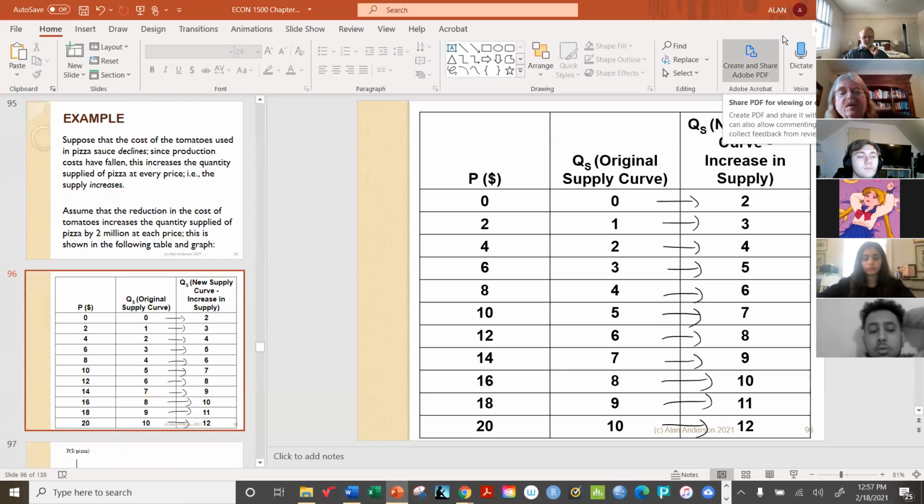Yes, exactly, because it's cheaper to make. That's right. It's more profitable to make pizza now, and therefore we will make more. It's just that simple.